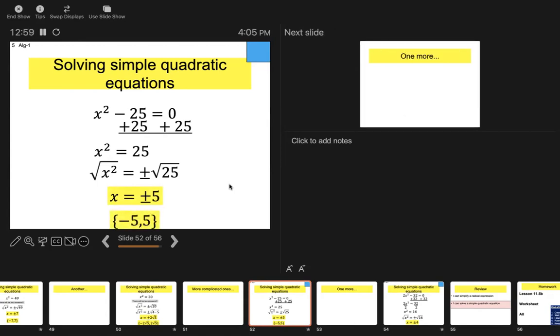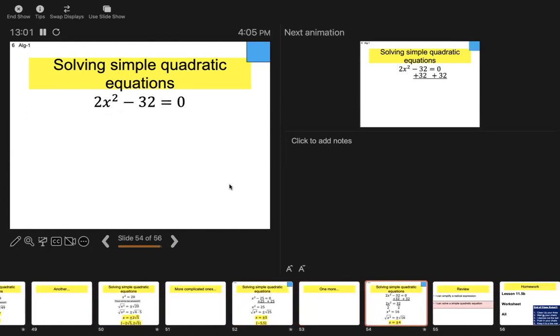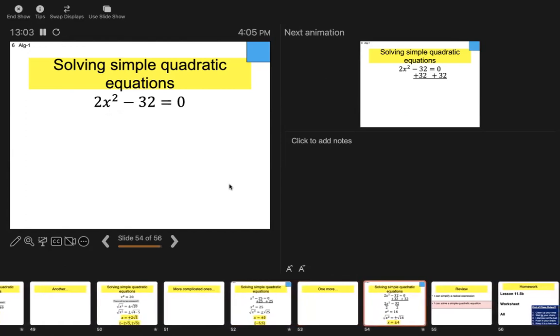We'll do one more, call it a day. So this is the most complicated one, and it's not bad at all. So I've got to get rid of 2 2's and a -32. Which one is easiest to get rid of first? The -32, obviously. So let's get rid of -32. So we're going to add 32 to both sides.